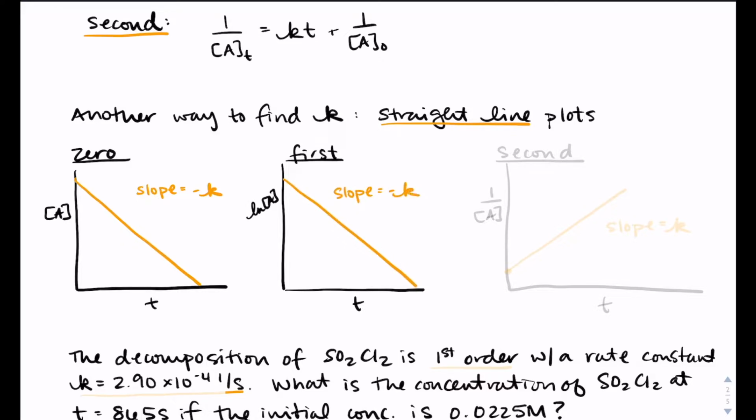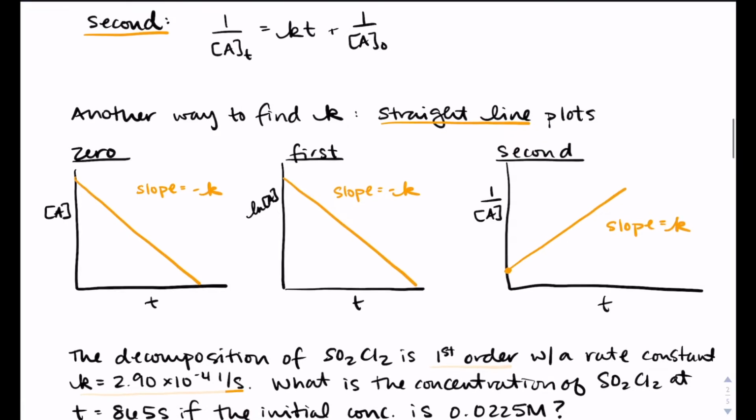But for second order, since we're plotting 1 over A, and you start with a high concentration of A, which means 1 over A is small, and go to a small concentration of A, so 1 over A is big, you get a positive slope here. So the slope is just equal to the rate constant.